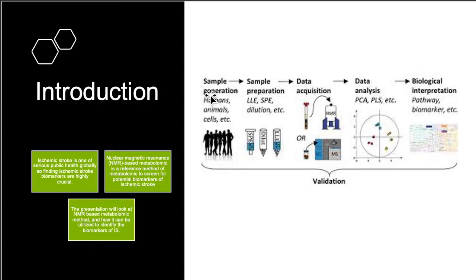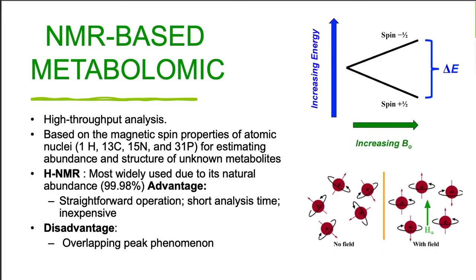And these are the steps to identify the biomarkers. First one is sample generation, then sample preparation, data acquisition, data analysis, and biological interpretation. Moving on to the principle, NMR is a very high throughput analysis. It's based on the magnetic spin properties of atomic nuclei, and the most widely used atomic nucleus is hydrogen because it has the most natural abundance.